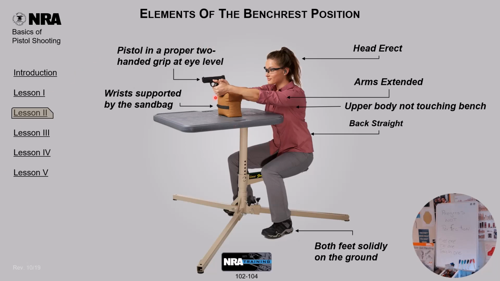If you can get the pistol here at proper eye level without you having to hunker down, that also makes it much easier. Just like shooting standing, your head is erect, your arms are extended, and your back is straight, and both feet are solidly on the ground. So there are similarities to standing and shooting.